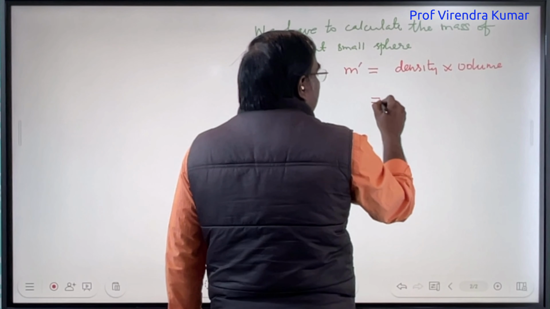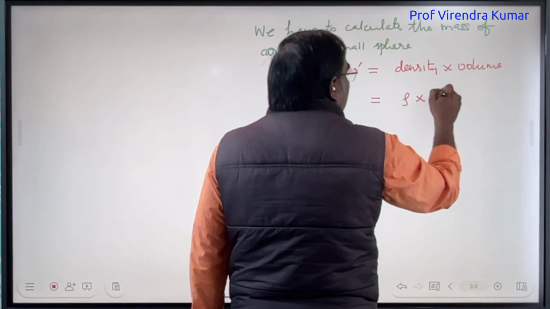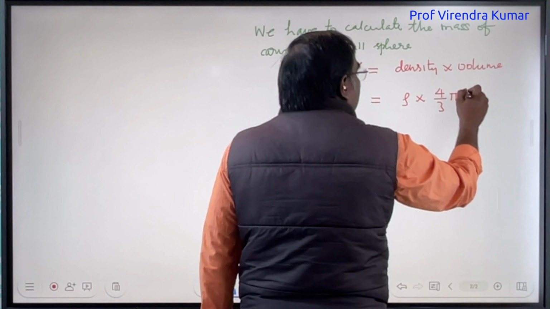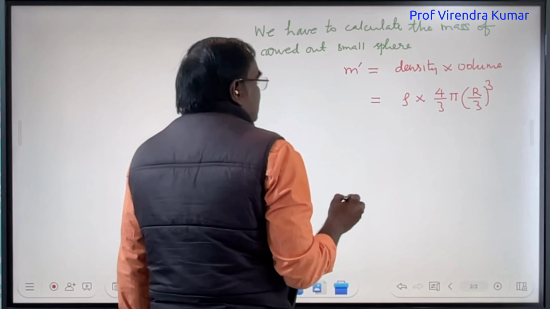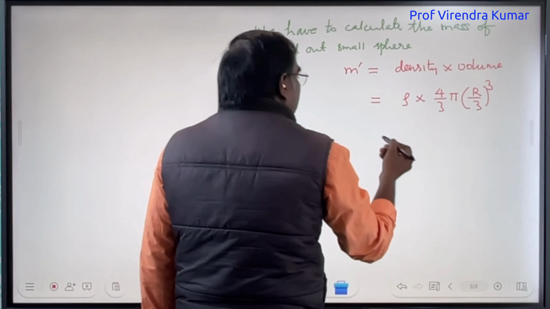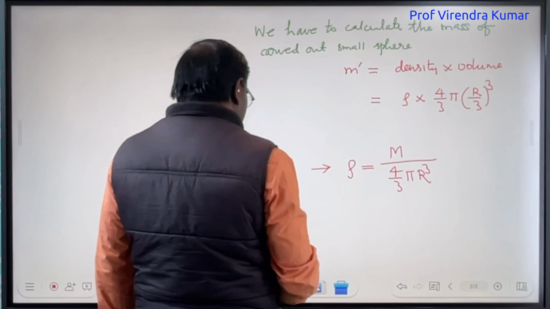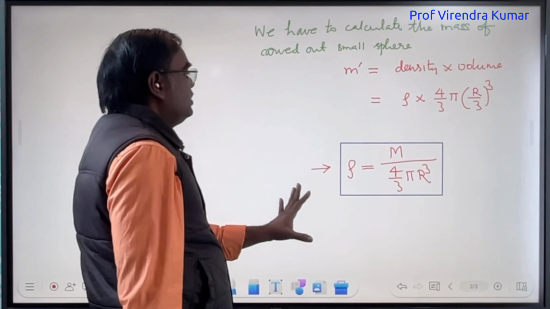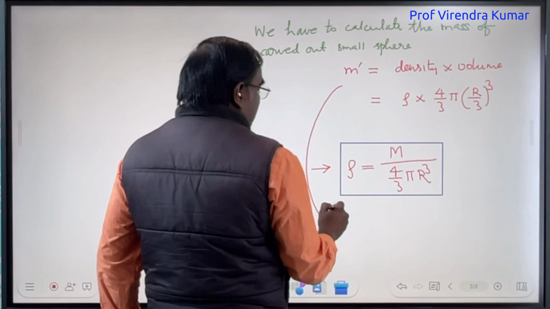So the density of the sphere, suppose it is rho, and the volume will be 4 by 3 pi r cube. What is then the density? The density we will calculate from the original big sphere: M upon 4 by 3 pi R cube. This is the density.